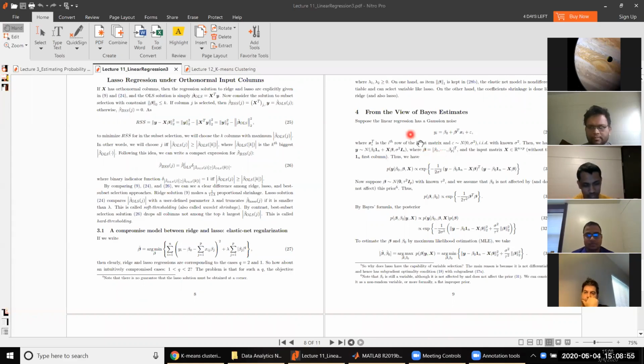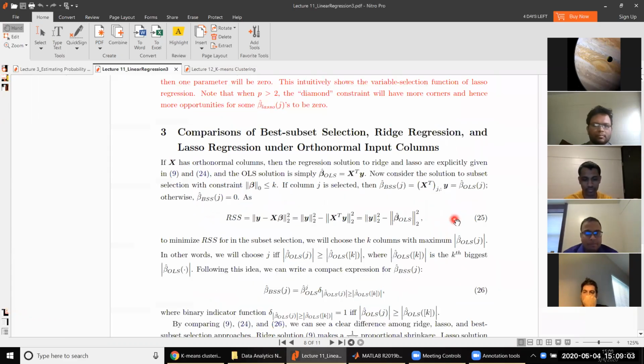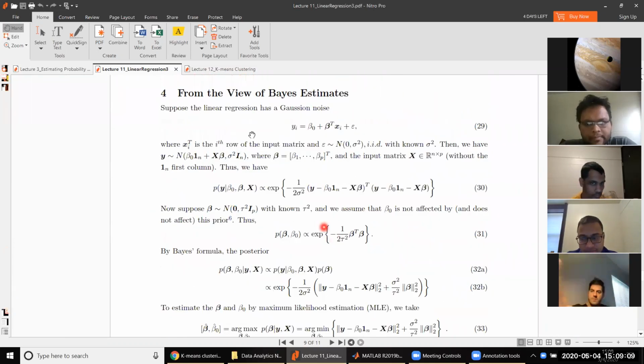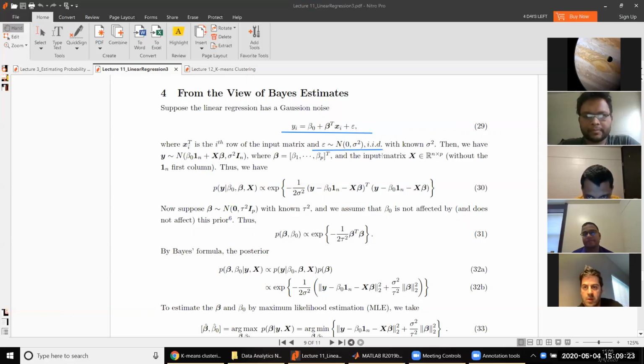This is something we already discussed in lecture 3. Suppose my model is in this way. Let me make it single. Suppose my model is this formulation, and I assume that the noise epsilon is normally distributed, IID, with mean 0 and known sigma square. Hence, I will have y as in this case, right? Because beta 0 and beta, suppose they're given. So you clearly have this.